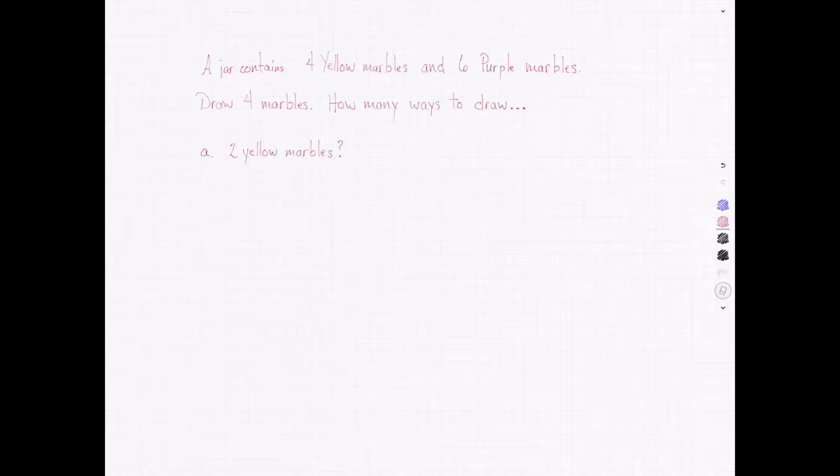Okay, a couple of things here before we tackle this. Notice that I have a capital Y here for yellow and a capital P for purple. So whenever I write a Y, that represents a yellow marble, and a capital P will be used to represent a purple marble. Now, it says I have to draw 4, and in part A, 2 of those 4 have to be yellow. So there's 2 ways to do this. I'm going to show you both.